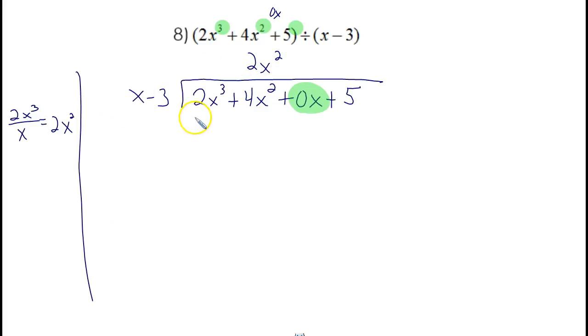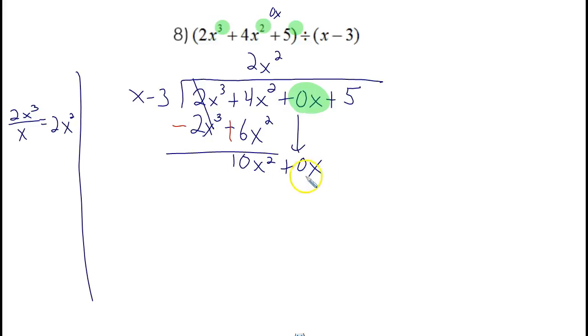2x squared times x is 2x to the third power. 2x squared times negative 3 is minus 6x squared. When I subtract, both signs change, and then I add down. 4 plus 6 is 10x squared. I bring down the plus 0x so that I have two terms, a binomial, and then I divide x into 10x squared. 10x squared divided by x is positive 10x.